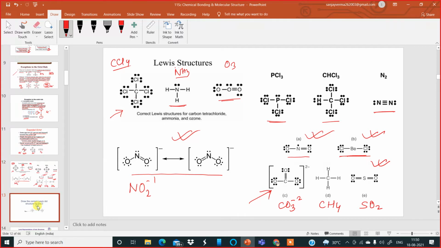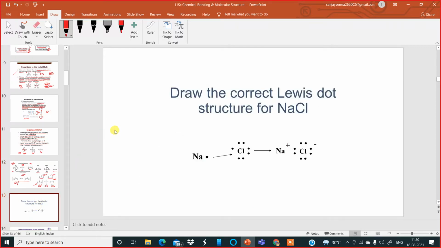Okay, now, for example, if they ask, draw the correct Lewis dot structure for sodium chloride. So this is how you draw. You have to write down Na. It has one electron in its valence shell, so put one electron. And Cl, the chlorine atom, has 7 electrons in its valence shell, so put 7, and then with the help of an arrow show this, and then after that draw the structure.